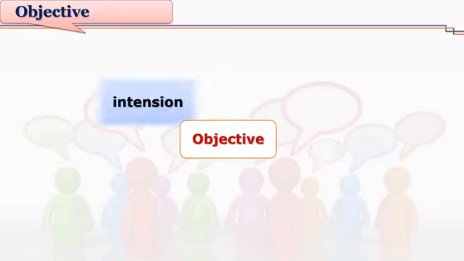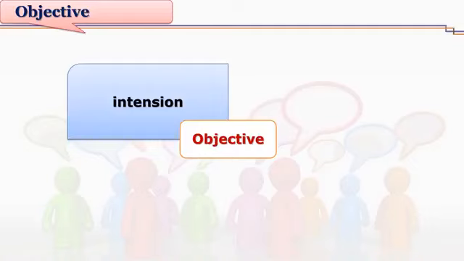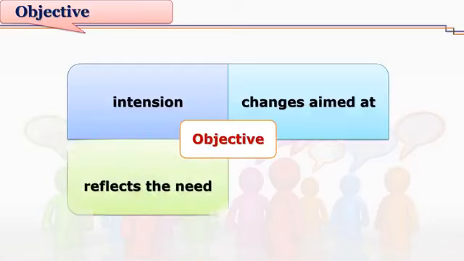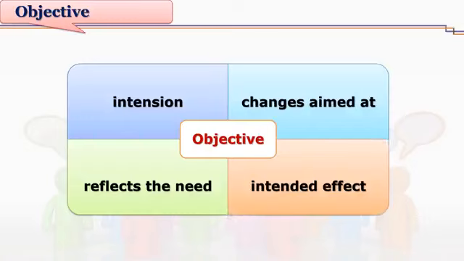We may have some intention in mind so as to start communication. We may be aiming at some changes. Our communication reflects the need which is in the mind of our sender, or the person who starts communication. We may also have some effect intended in our mind. So as to achieve this intended effect, we start communication. Let us see how these objectives work.